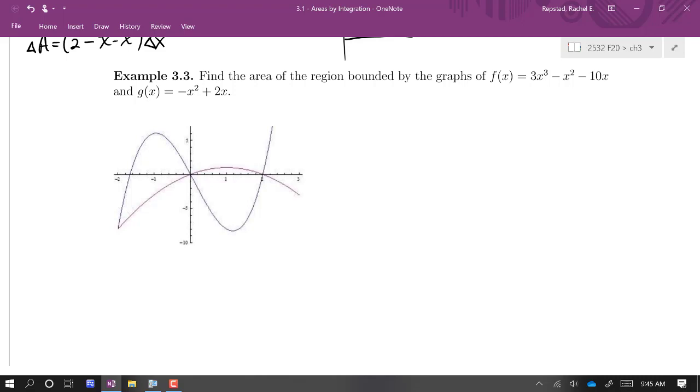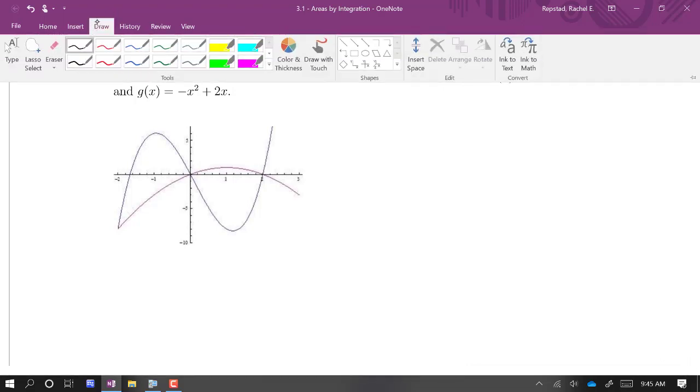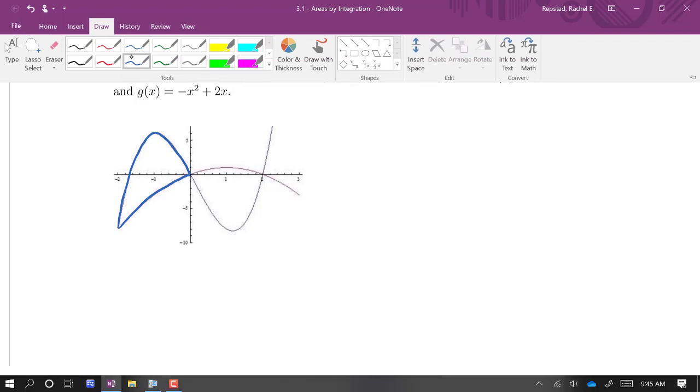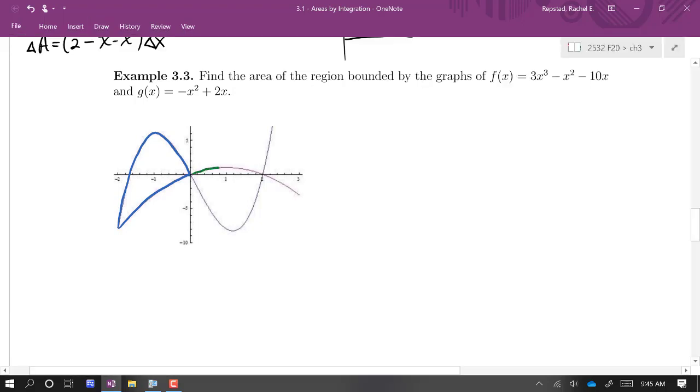There's sort of two parts to this region. I mean, they're connected, right? It's sort of contiguous through this point where they touch. But we need to consider these two regions separately. So here's one region. And then here's another region. Or one part of the region and the other part of the region.